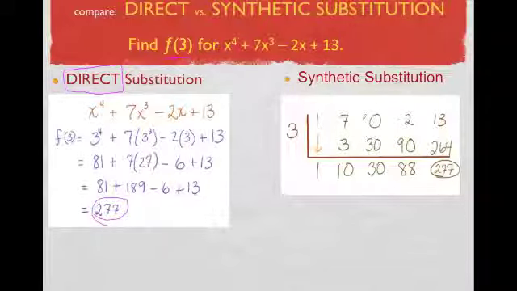Well, you can do exactly the same thing using the coefficients of each one of your terms, filling in with zeros if necessary. Then we're asked to find f of 3, so we're going to actually use the 3 and then use the same process, and notice we get exactly the same answer that we did using direct substitution.